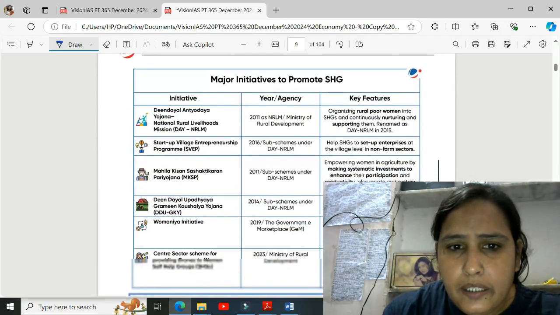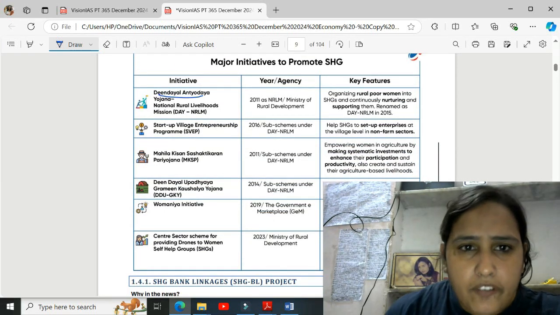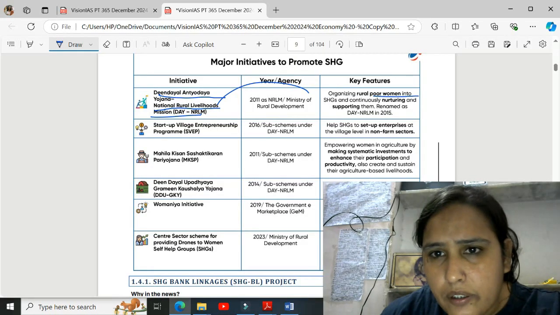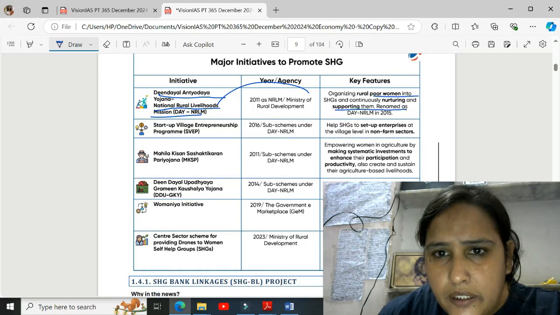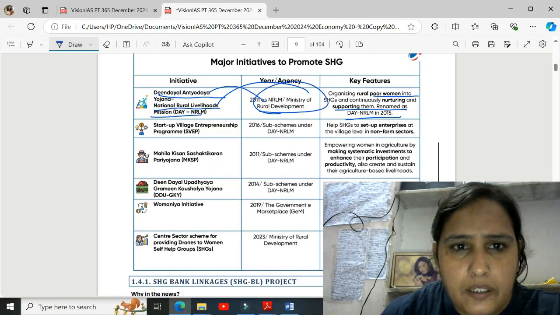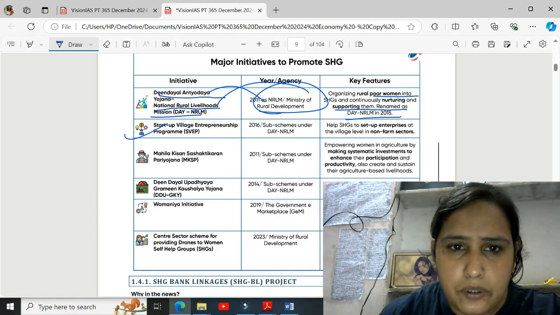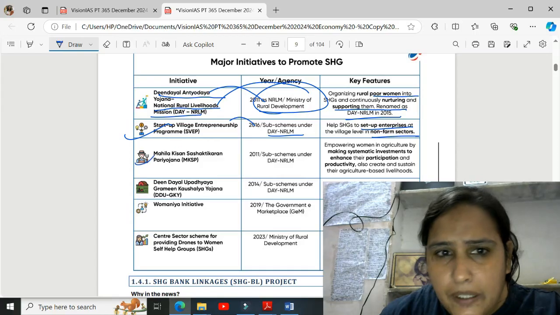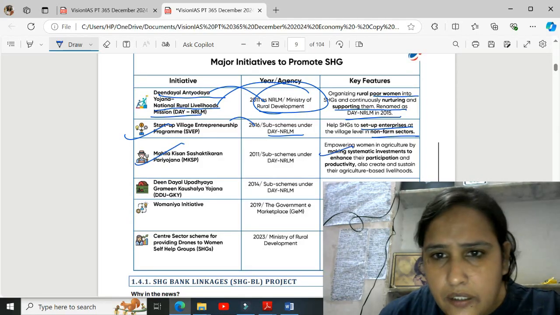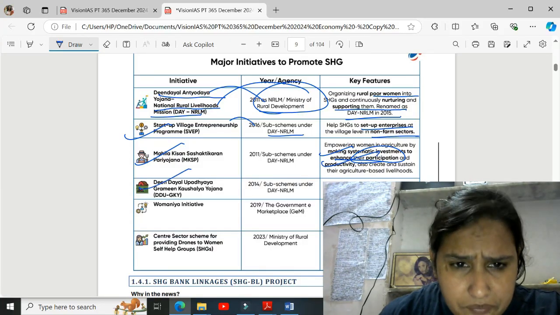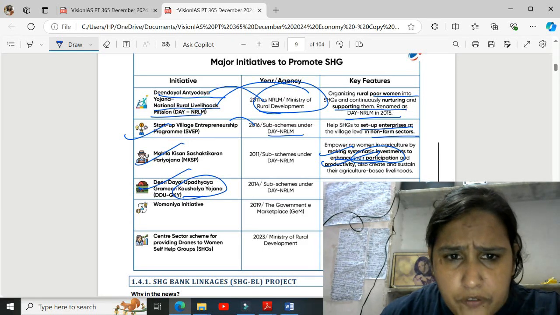Now next are the major initiatives. First is the Deen Dayal Antyodaya Yojana, National Livelihood Mission, an organization of the rural poor, nurturing and supporting them. Next, under the Ministry of Rural Development, the Deen Dayal Antyodaya Yojana and the Rural Livelihood Startup Village, which is the scheme for setting up enterprises. Mahila Kisan Sashaktikaran Pariyojana, making systematic investment for the participation of women and increased productivity. Deen Dayal Upadhyaya Kaushalya Yojana, that was for the poorest of the poor.